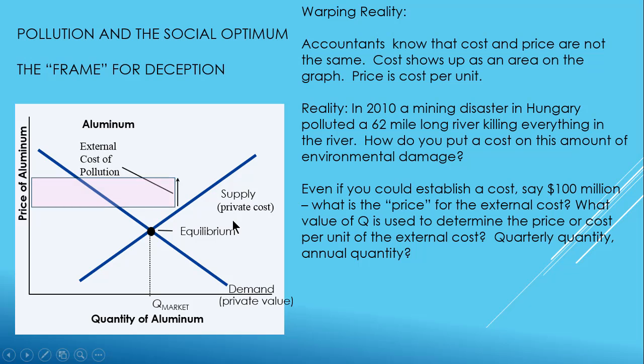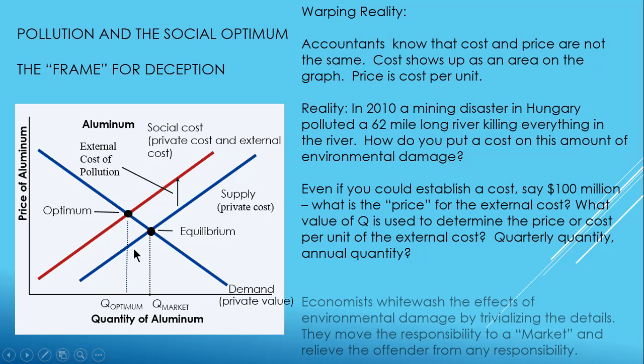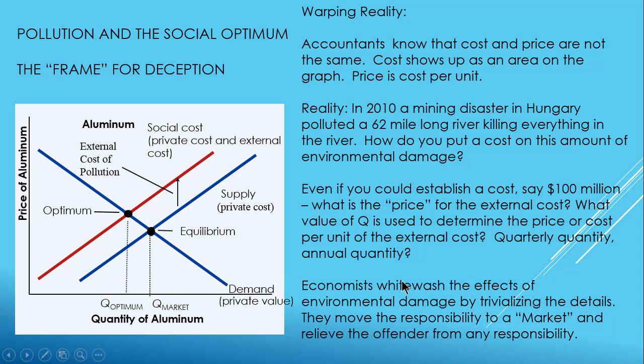It's not possible. So they draw this little curve in here and say that, well, here's your social cost, and that's your optimum, and that's where things should be. And that just doesn't make any sense. Economists are whitewashing the effects of environmental damage by trivializing the details. They don't tell you the details. They avoid them completely. They move the responsibility to a market and relieve the offender of any responsibility. Very seldom do economists talk about responsibility for cleaning up a mess.